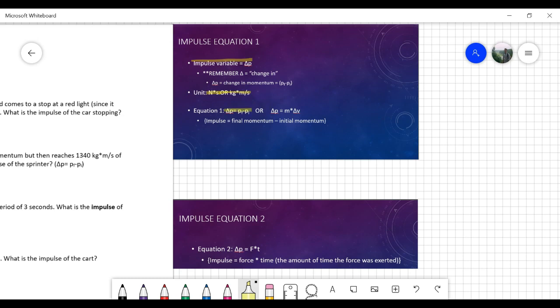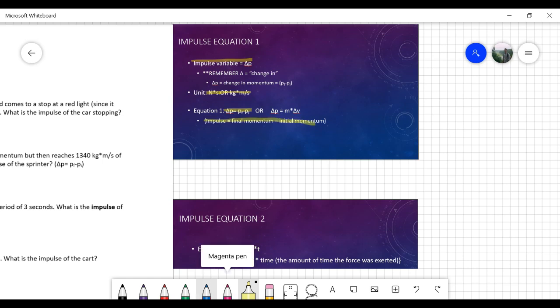The first equation we're going to use is a basic definition equation: delta P equals P_f minus P_i. The change in momentum is equal to final momentum minus initial momentum. That's what it says right here, and that makes a lot of sense.